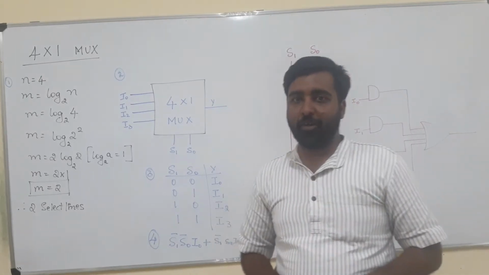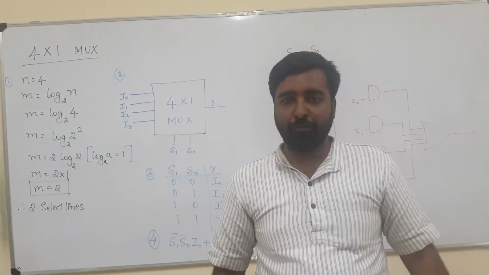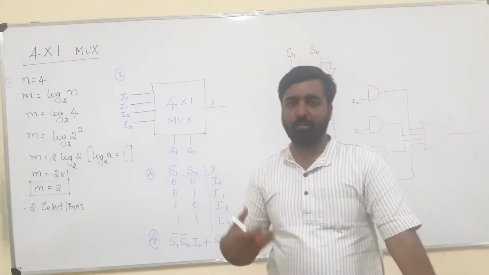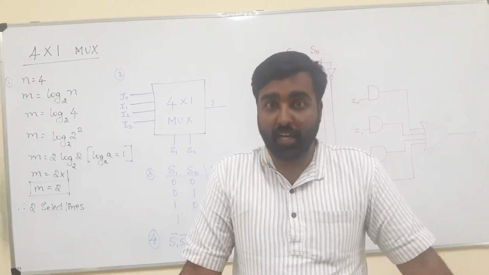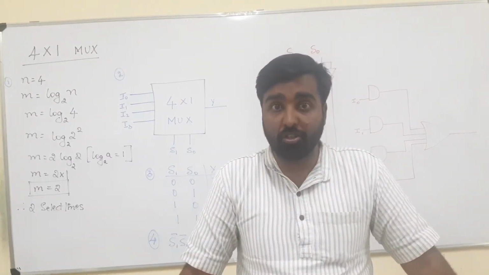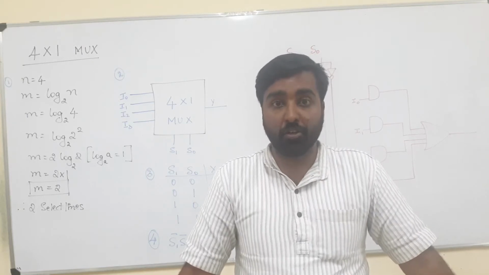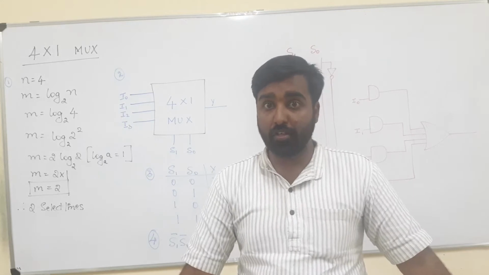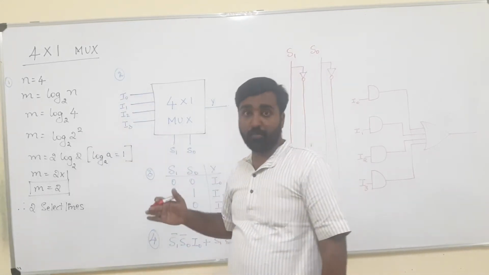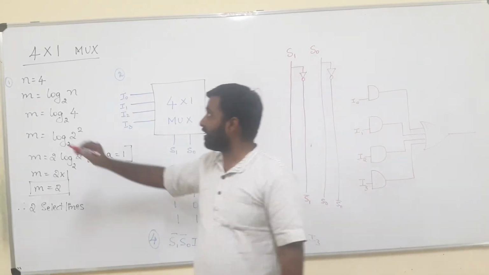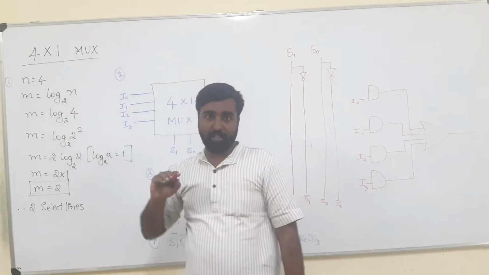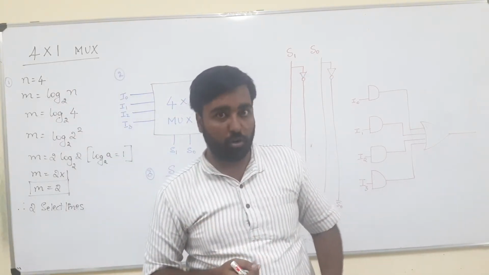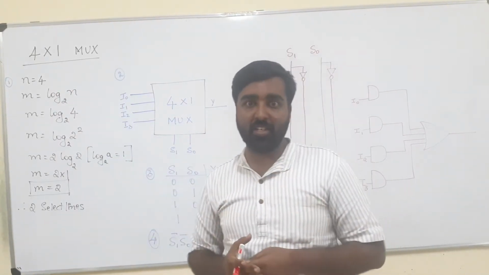In this particular video, we'll be discussing the 4 into 1 multiplexer. In our previous video, when we started our discussion with the introduction of multiplexers, we took an example of the 2 is to 1 multiplexer. So in this video, we shall take up the next type of multiplexer, that is the 4 cross 1 multiplexer. How to draw your 4 cross 1 multiplexer is our main agenda over here.